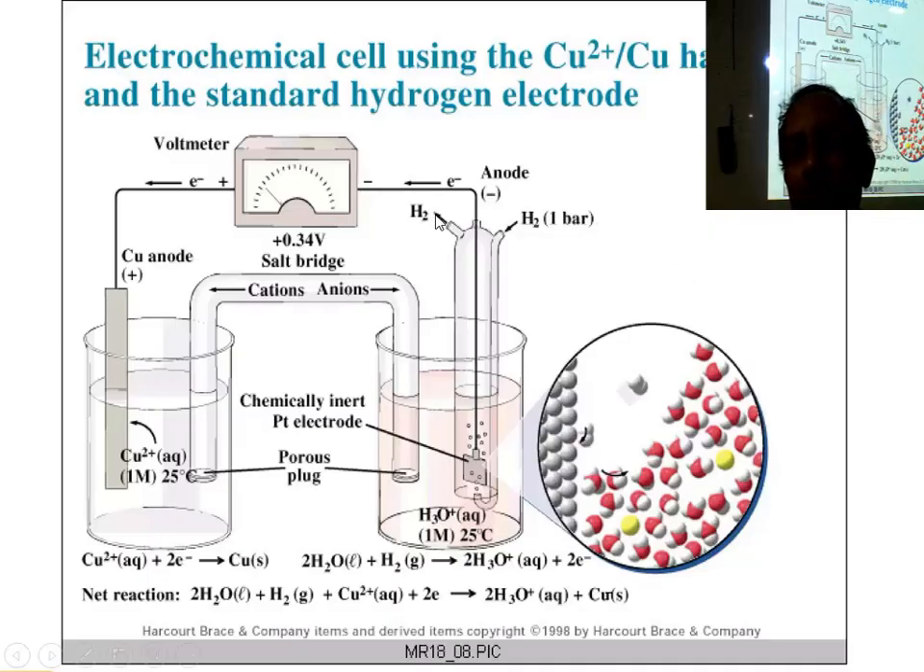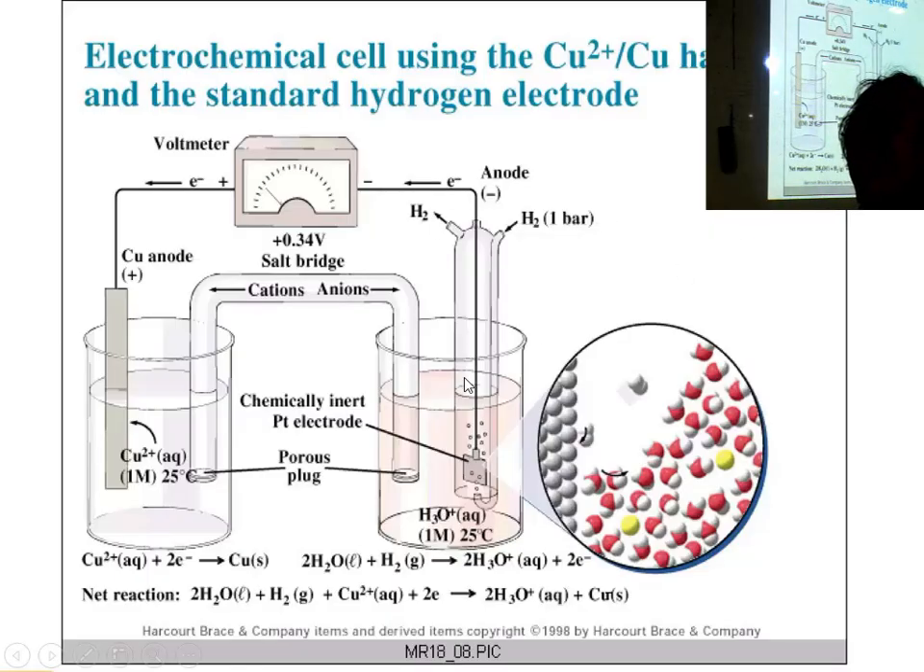It means it is not producing hydrogen, it is utilizing hydrogen. And the hydrogen is actually supplied at atmospheric pressure. So what are the conditions? 1 molar HCl, atmospheric pressure hydrogen, and platinum electrode, which is considered an inert electrode. These are the 3 conditions applied for SHE, the standard hydrogen electrode.